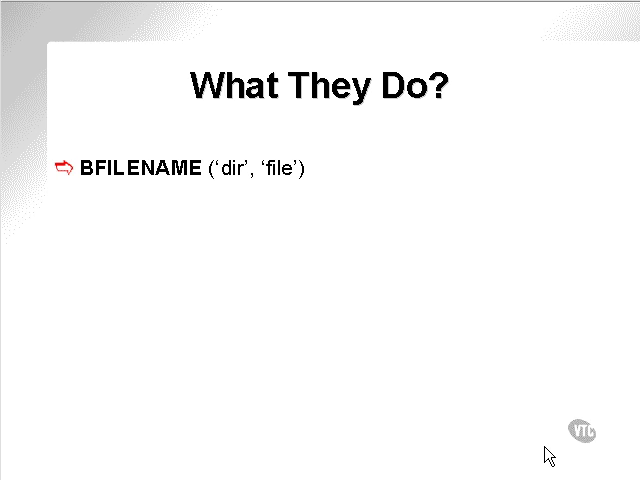What does bFilename do? bFilename returns a pointer associated with a binary object in the database. We don't have any examples of that in our concept schema, so we won't look at an example of bFilename.